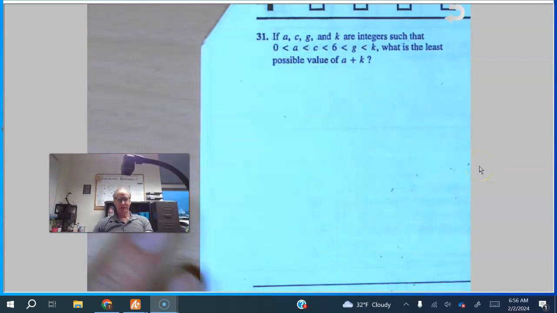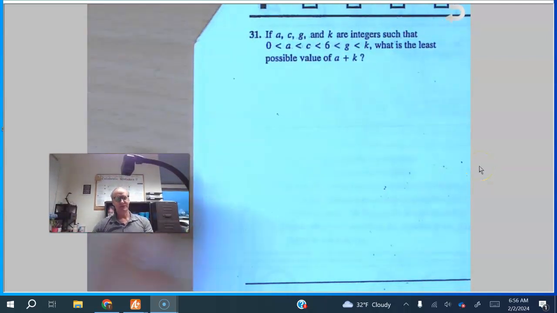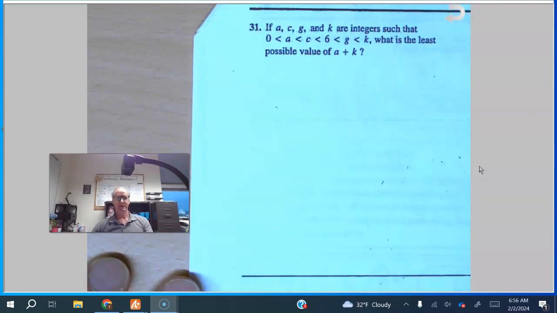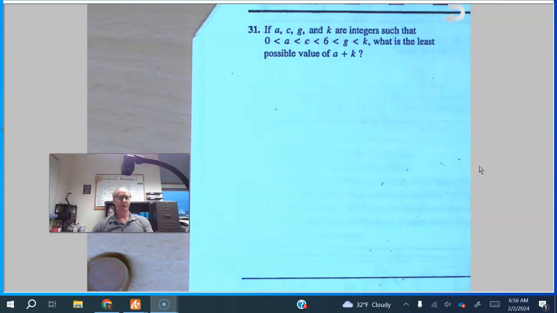Hi, everybody. We're going to continue with the PSAT section that I started. This is numbers 31 through 38. These are the last bunch. So take a look at this one.